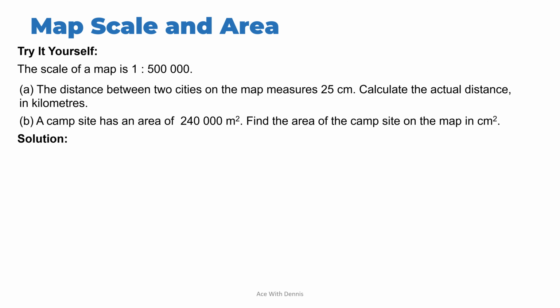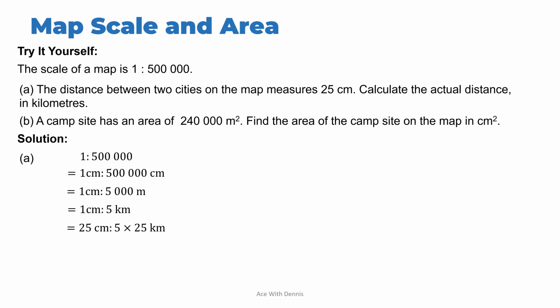Alright, here's the solution. For A, given the scale of the map is 1 to 500,000, which means 1 centimeter is to 500,000 centimeters. 500,000 centimeters is 5,000 meters. 5,000 meters is 5 kilometers. Hence, the scale of the map is 1 centimeter is to 5 kilometers.